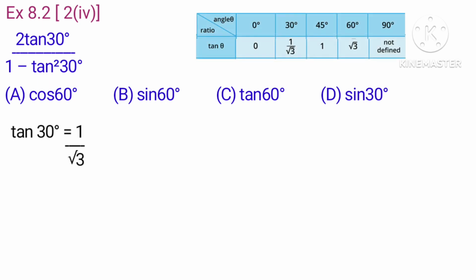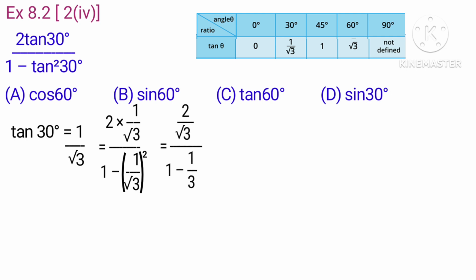So here we know that tan 30 degree is equal to 1 divided by square root of 3. So when we substitute, we'll get 2 into 1 divided by square root of 3 divided by 1 minus (1 divided by square root of 3) whole square. So when we multiply, we get 2 divided by square root of 3 divided by 1 minus 1 by 3. So square root of 3 and square root of 3 will get cancelled. So we just write it as 1 by 3. So the next step is 2 divided by square root of 3 divided by, when we take LCM, we'll get 3 minus 1 divided by 3.